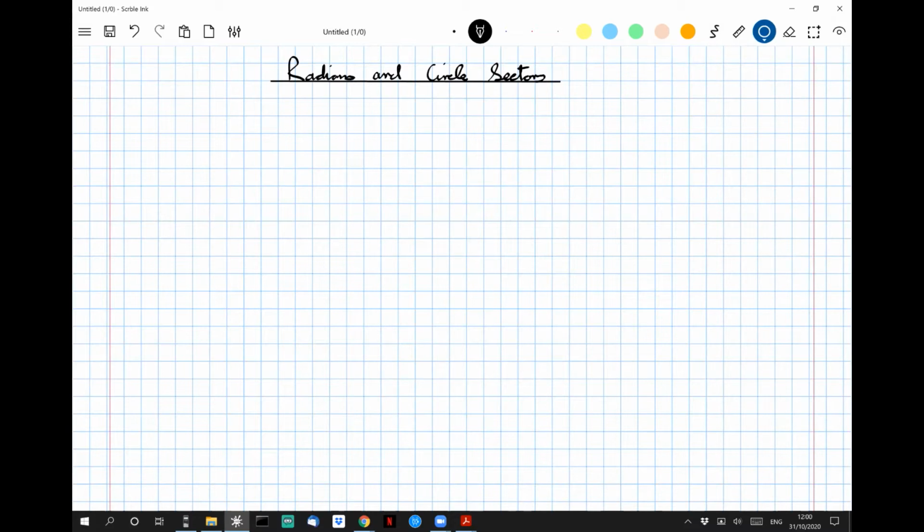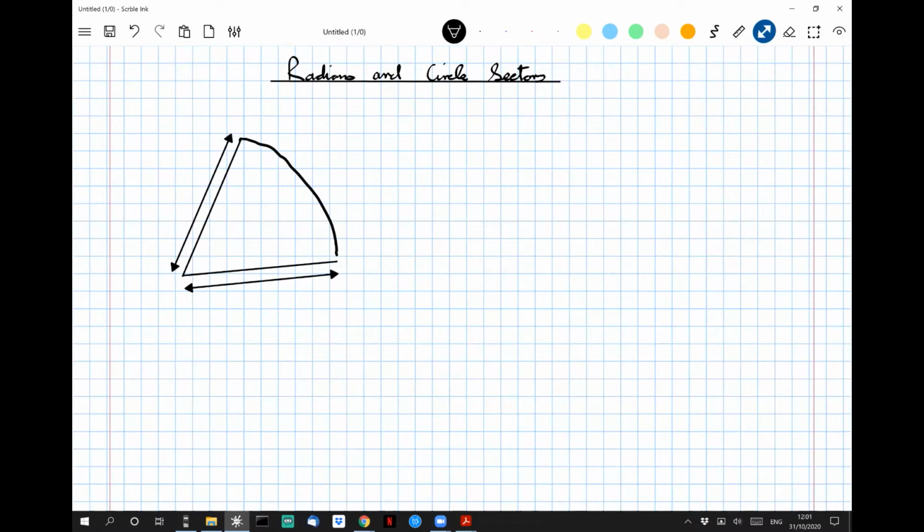So the actual definition of a radian is the angle made as follows. So you've got a circle sector, like that. And basically, a radian is the angle made when all three sides of this circle sector are the same.